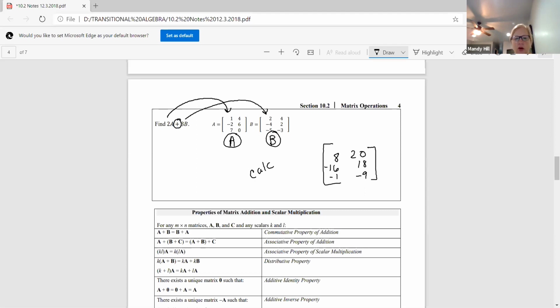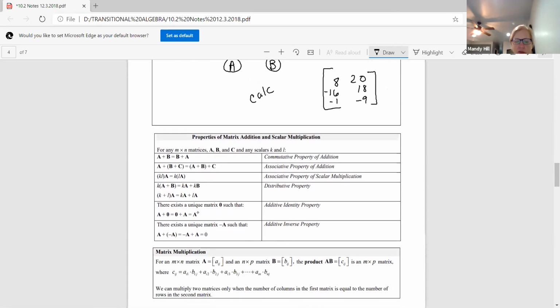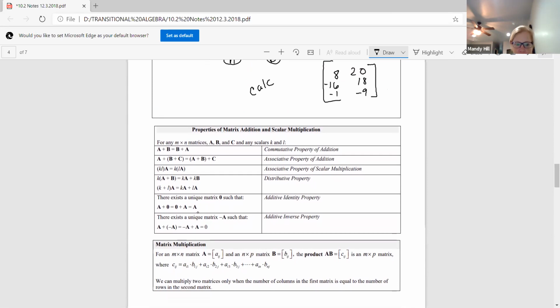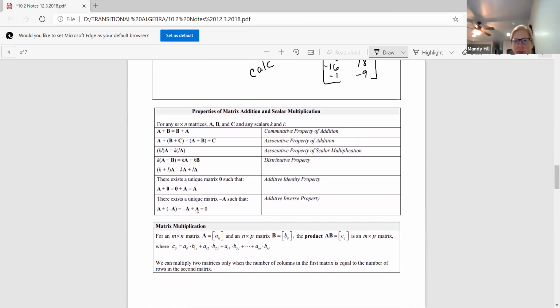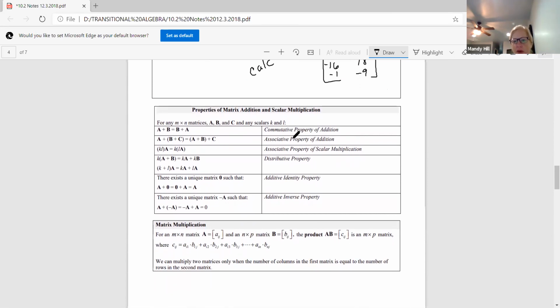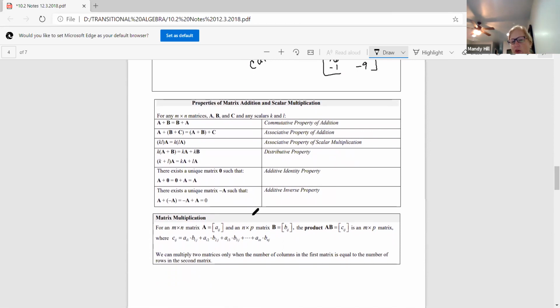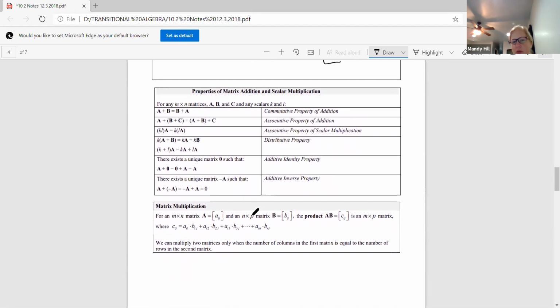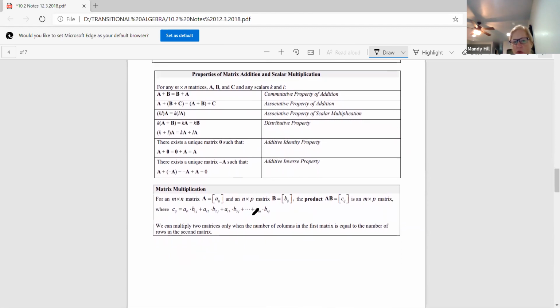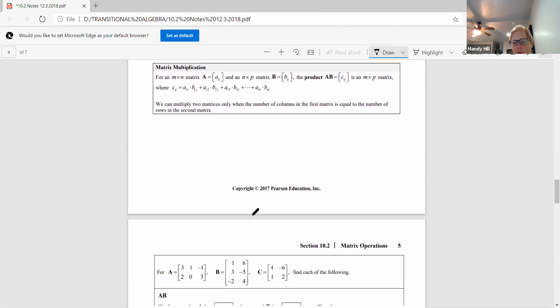Okay, down here there are some principles of what's possible to do with matrices, kind of the rules of matrices. You've got the commutative property and associative property, distributive property, additive identity property, and additive inverse property. I don't think you're going to have to really know the names of those, but it is nice to know that those rules exist and that you can use them.